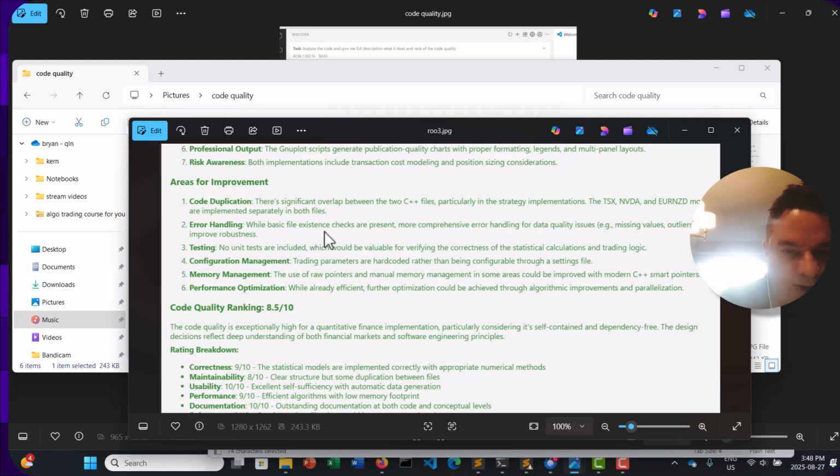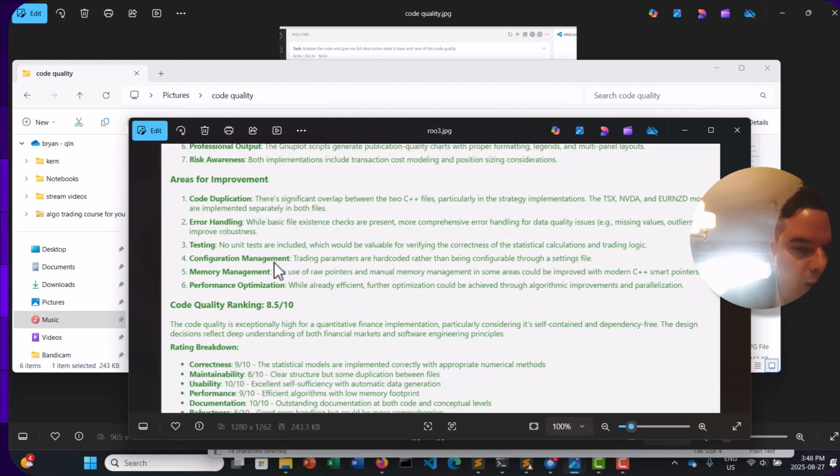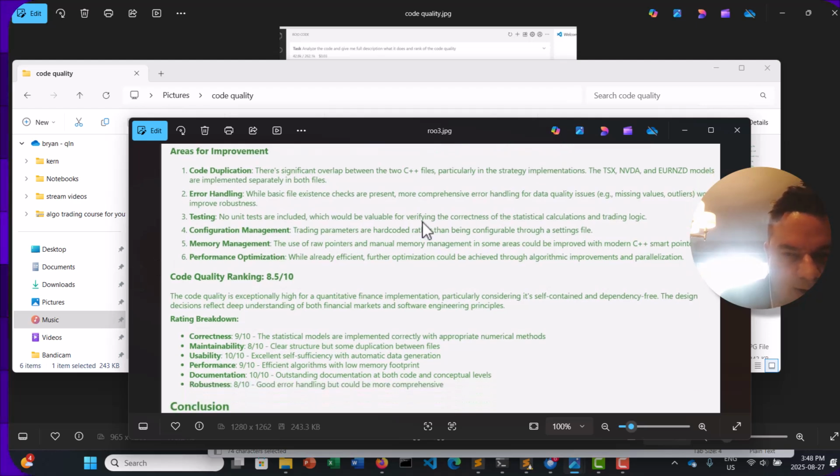Error handling, basic file handling is present but not comprehensive. Missing data, yeah, we know that. Testing, no unit tests, we got that too. We can add that as part of the AI prompting, but I might have to do that down the road, because it just complicates things more and bloats it more, which I don't want to go through really.